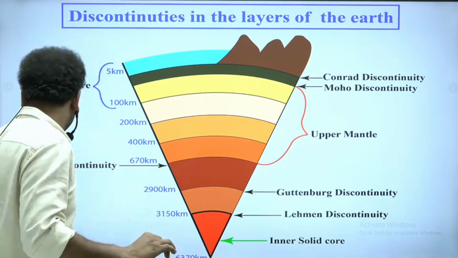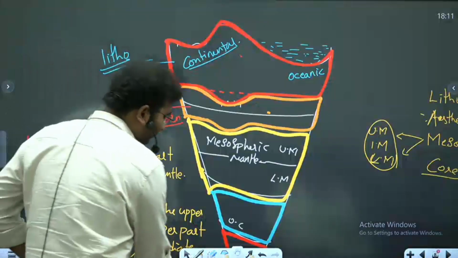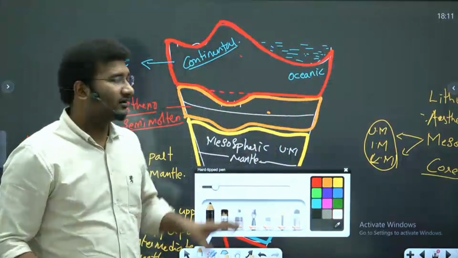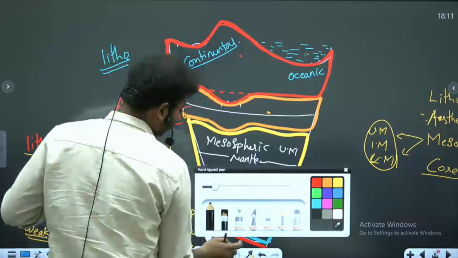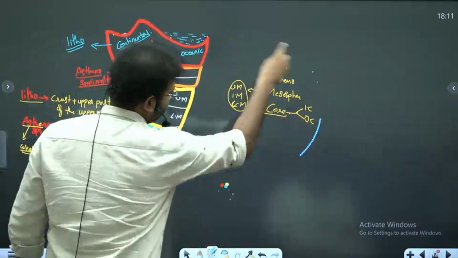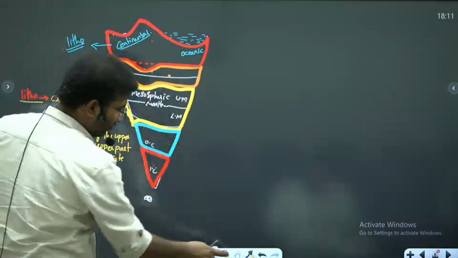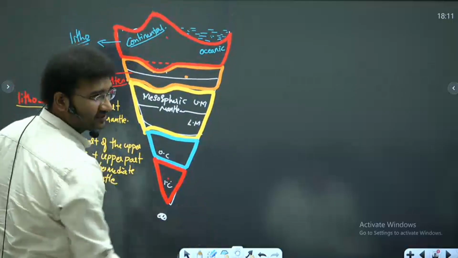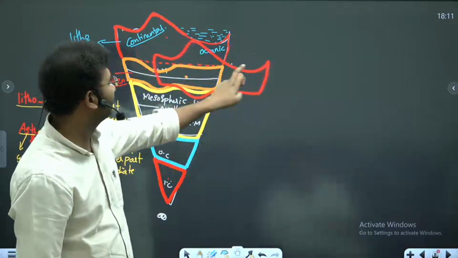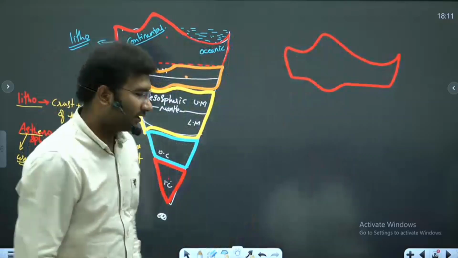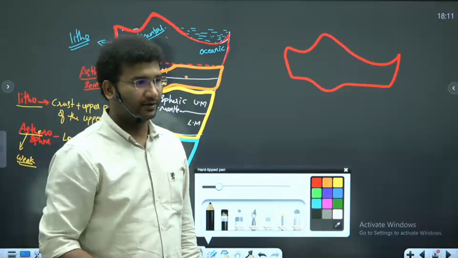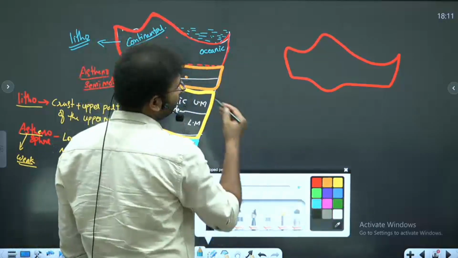Now, if I am taking this topmost layer, that is called my lithosphere. Imagine this lithosphere is a piece of cake. This topmost layer is lithosphere. I hope everyone is able to imagine, right? So if I am taking this lithosphere out, this lithosphere is made up of a number of pieces.